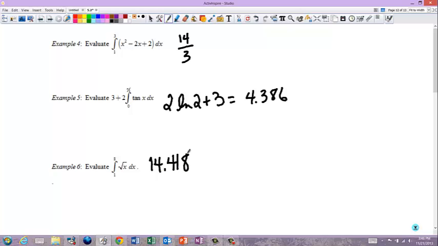And that's it. That concludes this lesson. Basically, what you should have got out of that is you can use the area to approximate the integral. And for right now, you can use your calculator. The end.